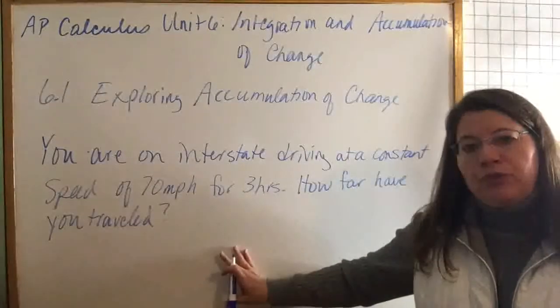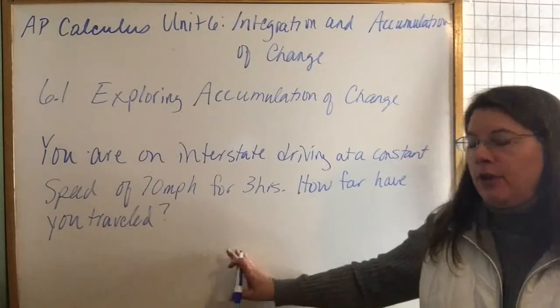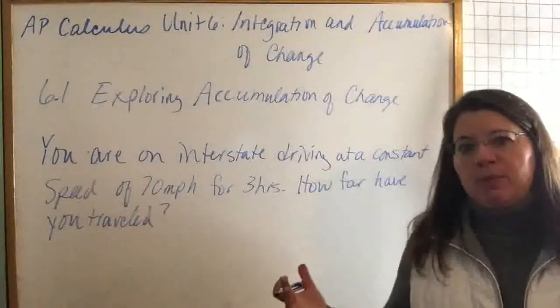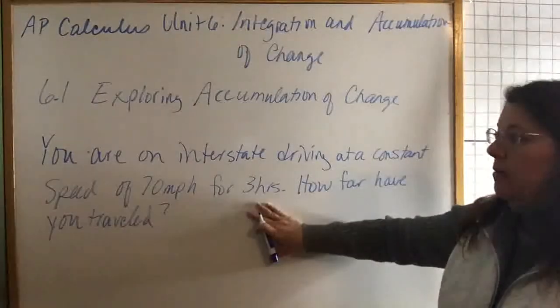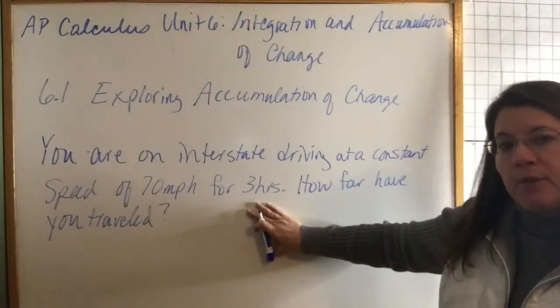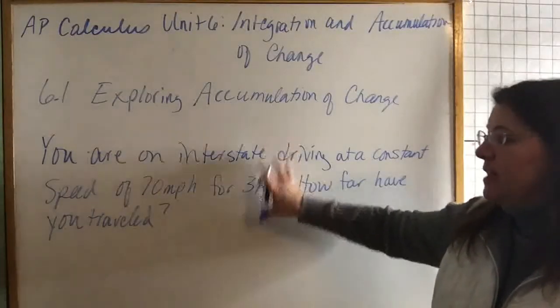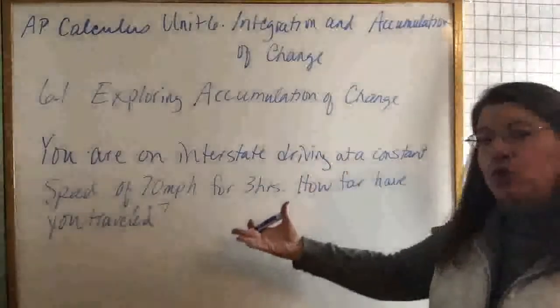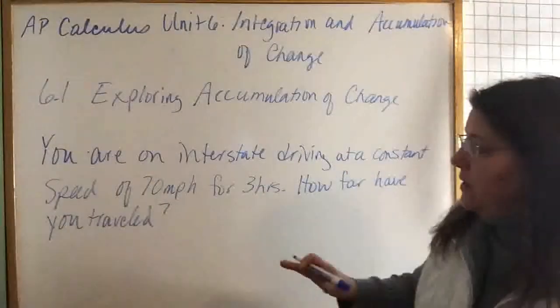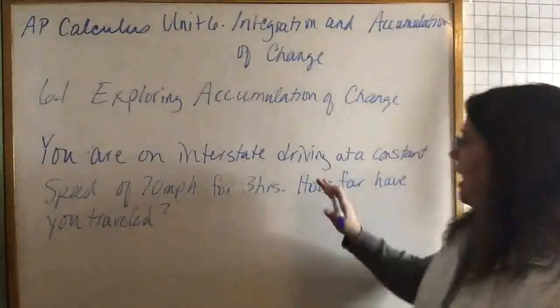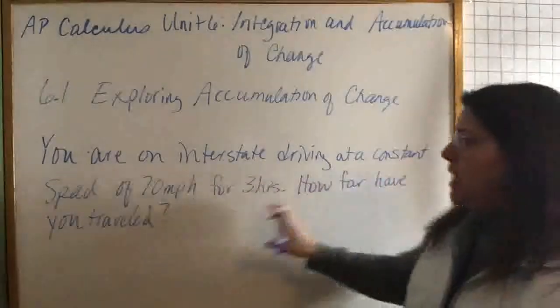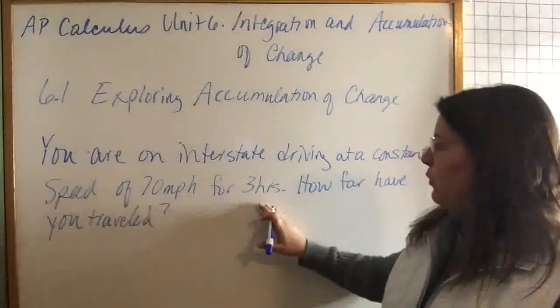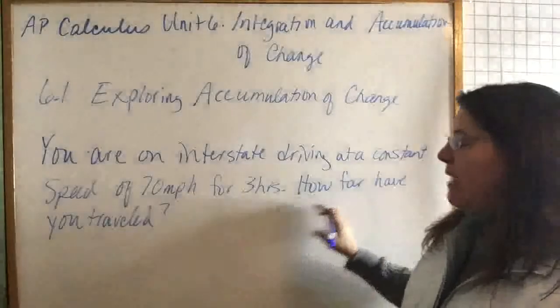I'm going to introduce area under the curve of a basic geometric shape using a problem that you're very familiar with. I'm going to show you how we can set this up geometrically with calculus with something that you already know how to do. So this says that you are on the interstate driving at a constant speed of 70 miles per hour for 3 hours. How far have you traveled?